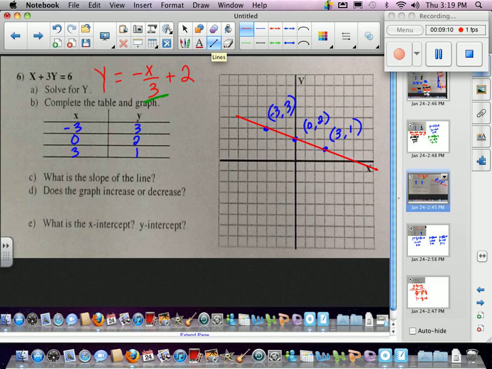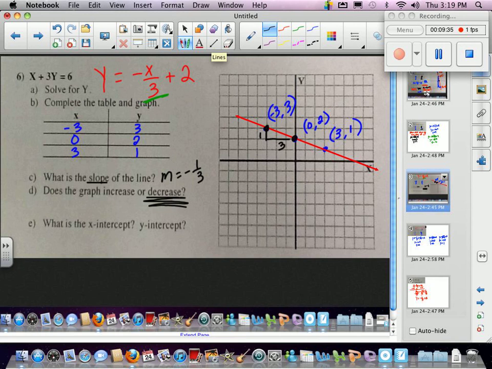There's our line. What's the slope of the line? We're going to have to use our rise over run again, so that's down 1 over 3. So the slope is going to be -1/3. Does it increase or decrease? It's going down to the right, so we're decreasing.